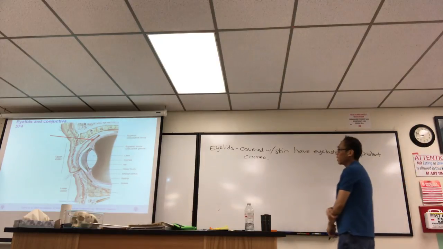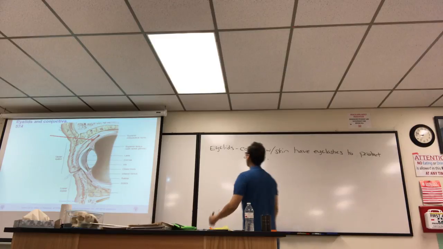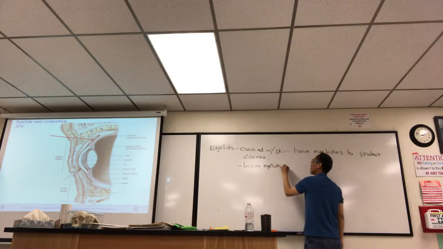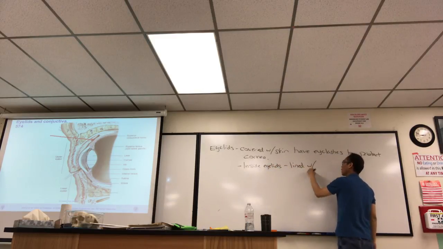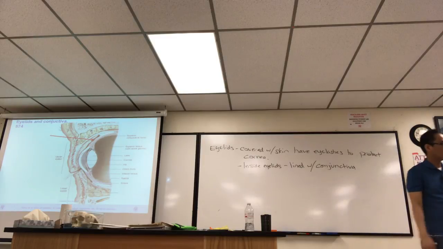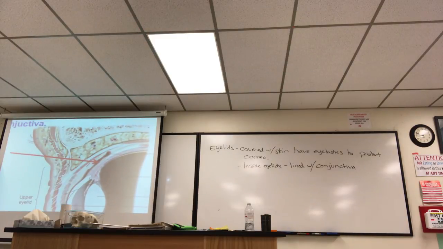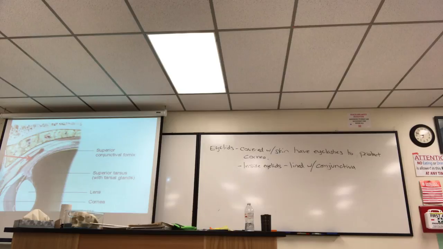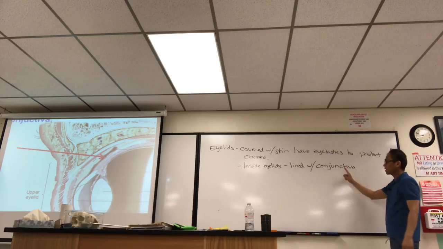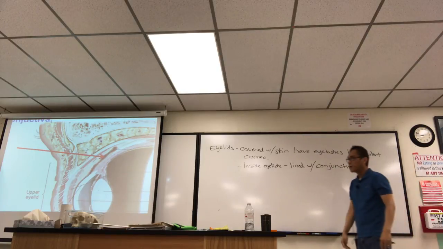Well, anyways, on the inside of the eyelid, there's a membrane called the conjunctiva. This is where you get pink eye. If this membrane gets infected, you get a lot of pus secretion. That's commonly known as pink eye. It's highly contagious. It's an infection of this membrane.